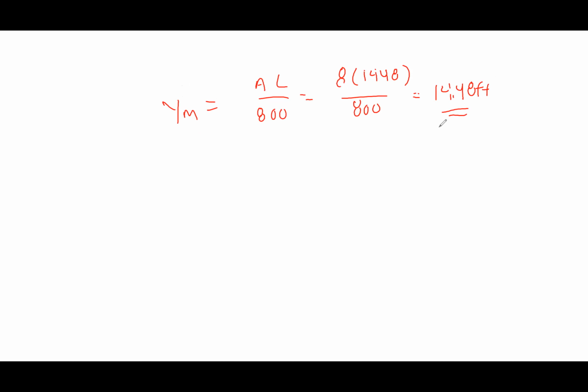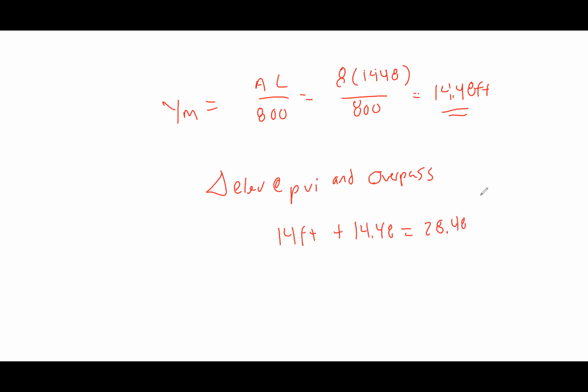And what is the reason for that? If I were to carry that through the problem that we just worked through, the difference between the elevation at PVI and the overpass would then be 14 feet plus 14.48 feet, which gives me 28.48 feet, which is different than the 30 feet you had computed. So why is there a difference of about 1.5 feet compared to how we had just worked it out?